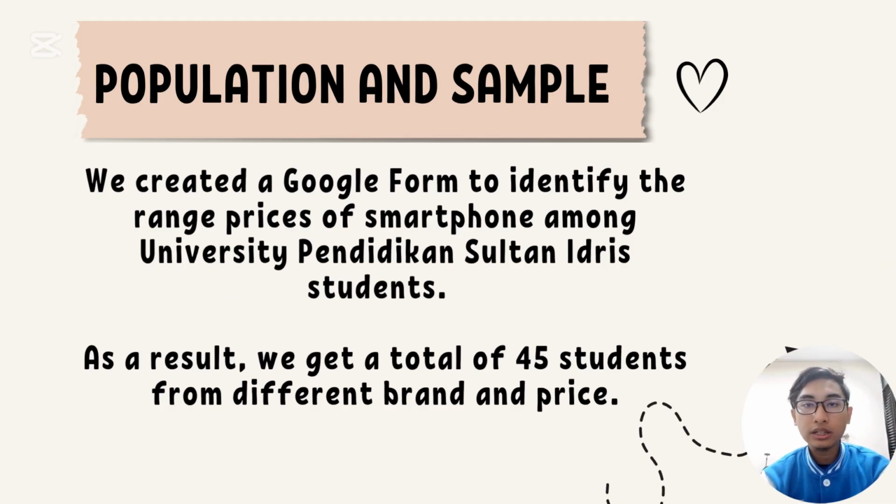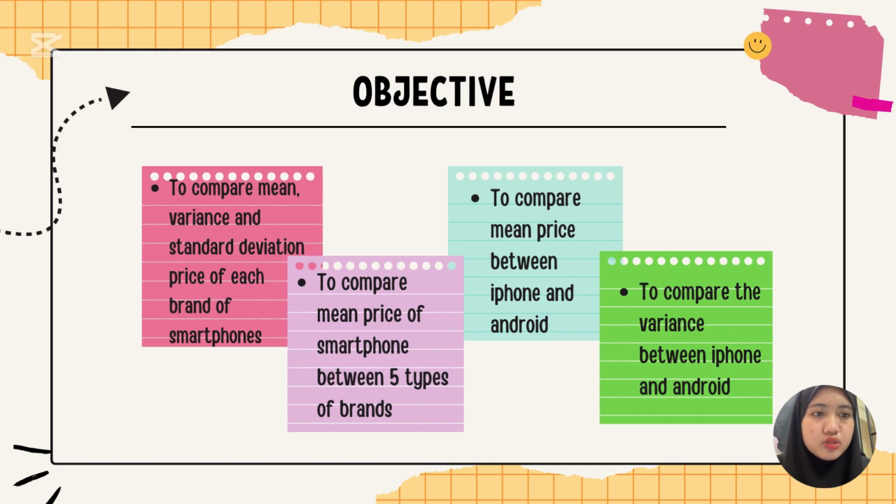So for our population and sample, we created a Google Form to identify the range of prices of smartphones among Universiti Pendidikan Sultan Idris students. As a result, we got a total of 45 students that use different brands and different ranges of prices. Our first objective of the study is to compare the mean, variance, and standard deviation of the price of each brand of smartphones.